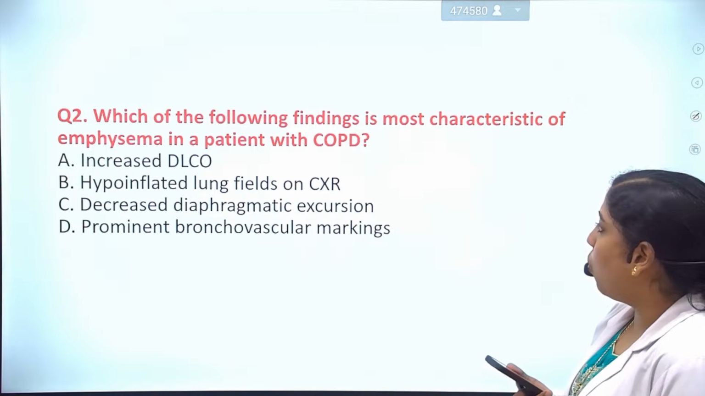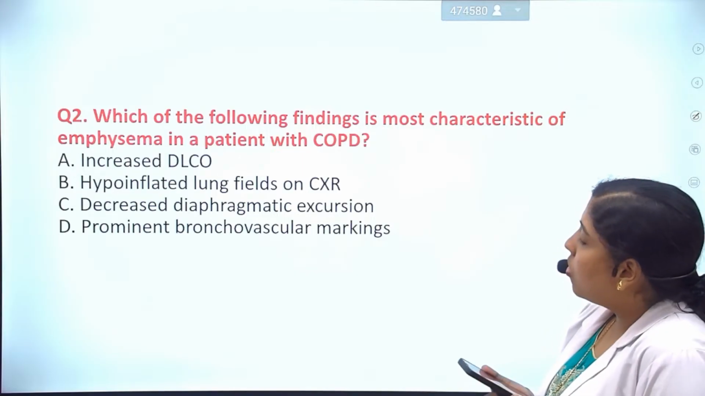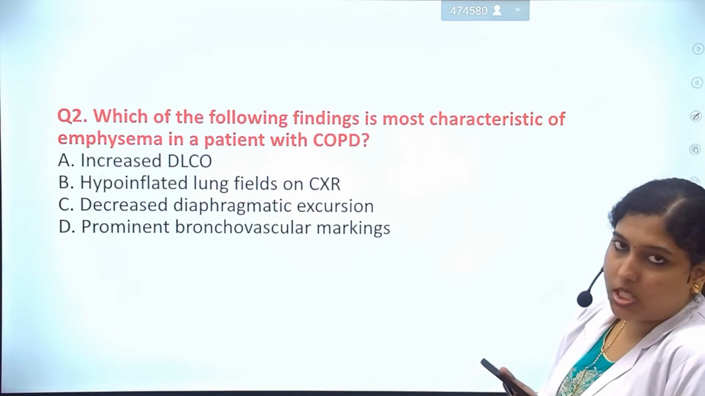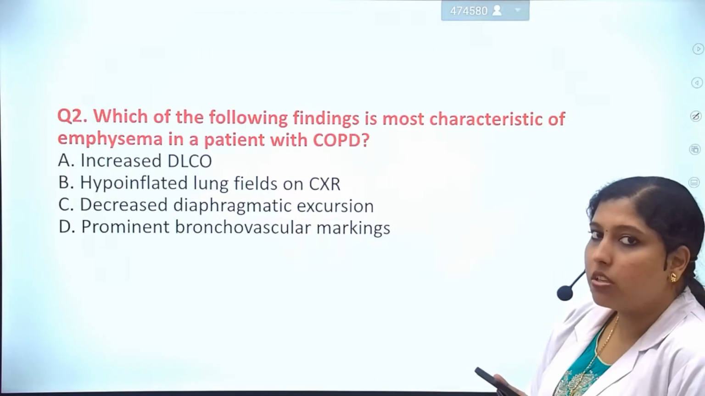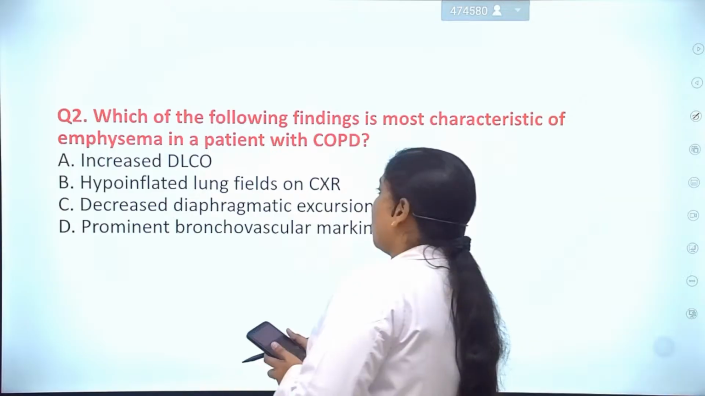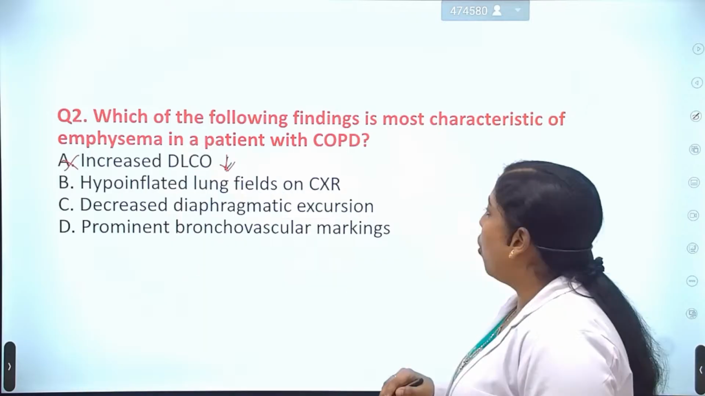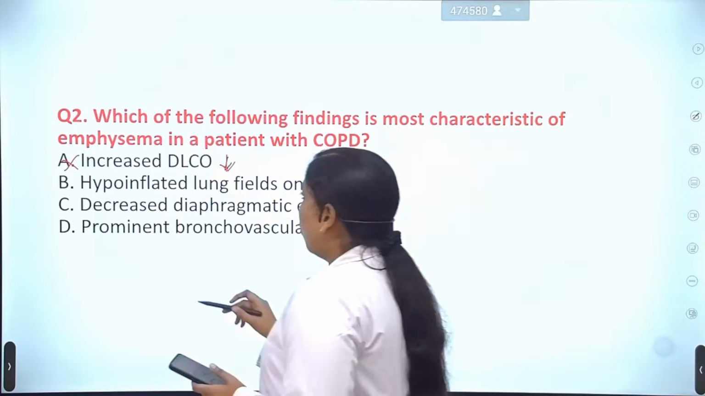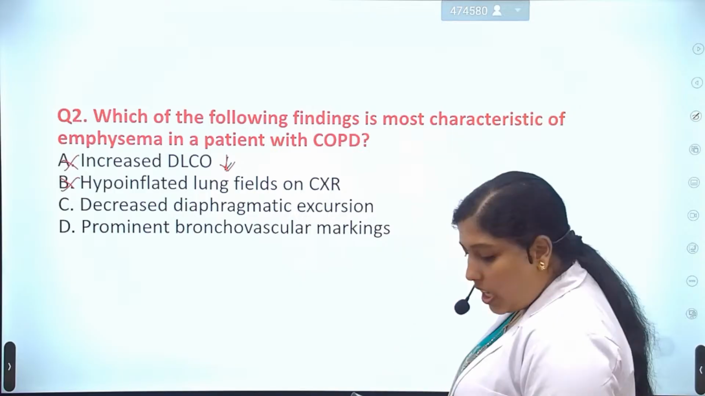Increased DLCO? DLCO is the diffusion capacity of the lung for carbon monoxide, which is the test conducted in order to identify the proper capillary and alveolar perfusion of oxygen exchange. As we discussed earlier, in case of emphysema, that particular value is going to decrease, not at all increase. That particular value is... lungs. No, it is hyperinflated lungs. Decreased diaphragmatic excursion. Obviously, the diaphragmatic excursion is decreased.